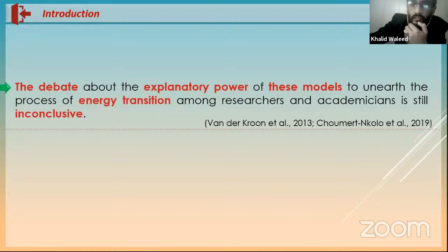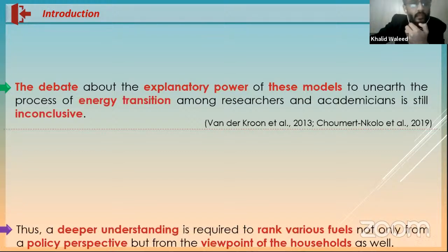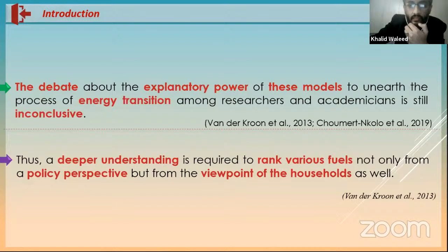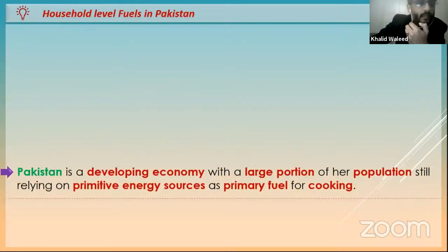The debate about the explanatory power of these models to unearth the process of energy transition among researchers and academicians is still inconclusive. Thus, a deeper understanding is required to rank various fuels not only from a policy perspective but from the viewpoint of households as well.